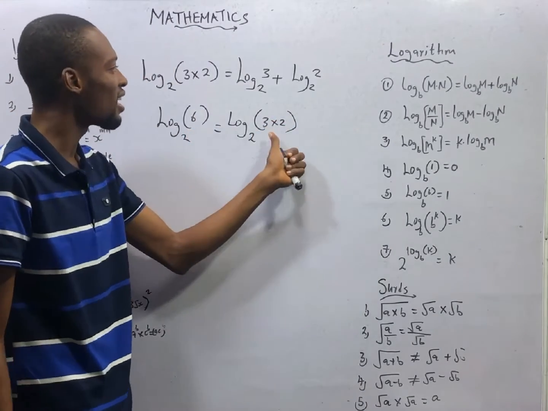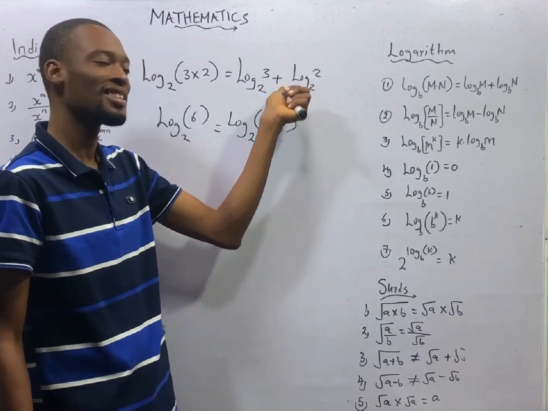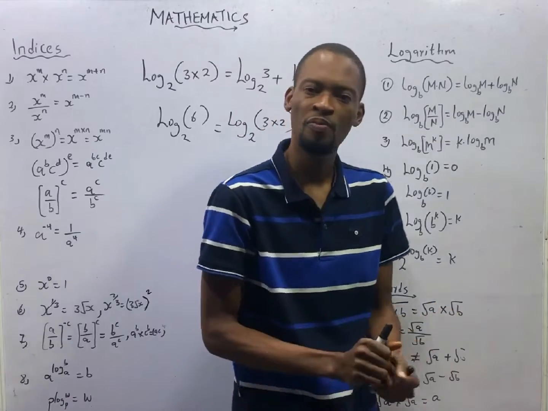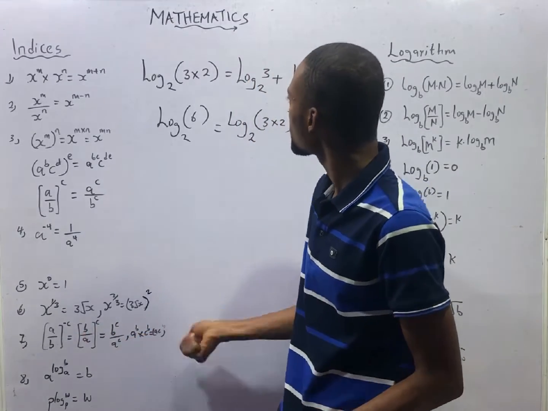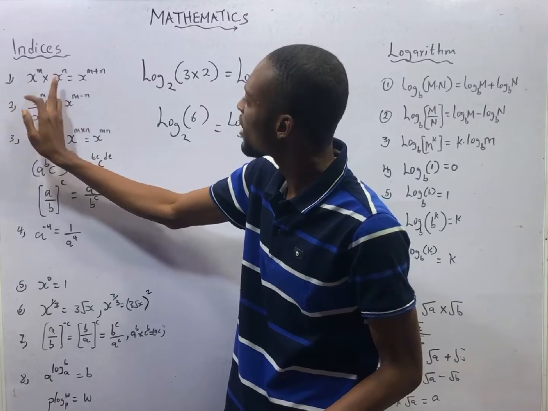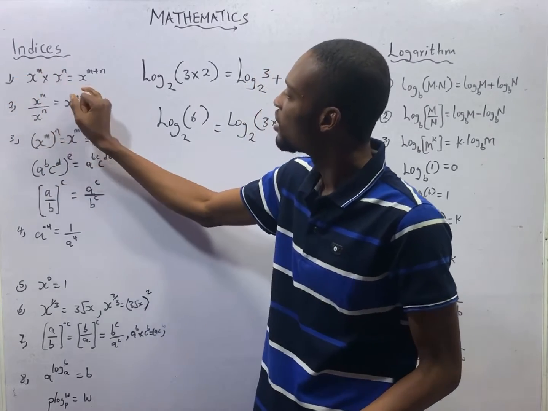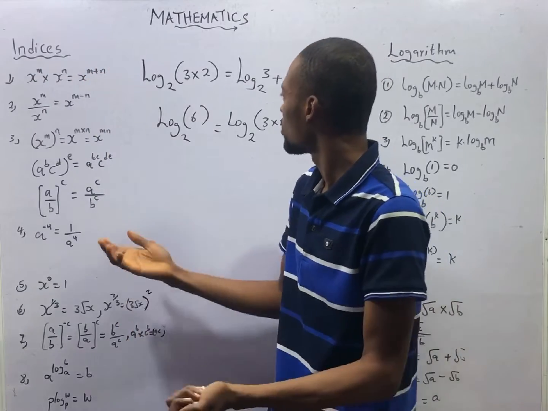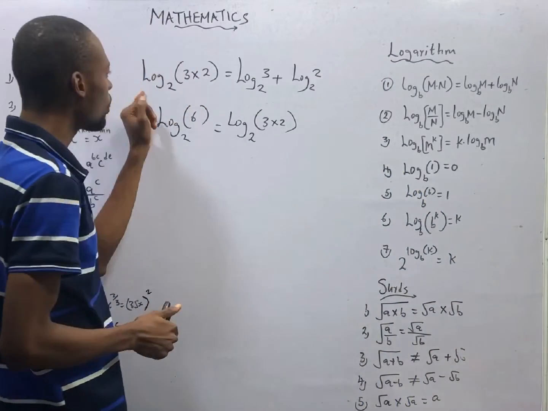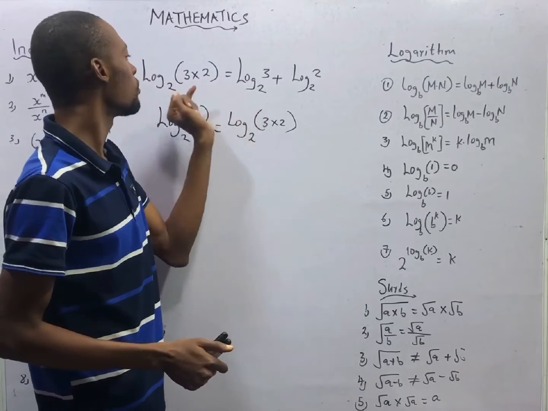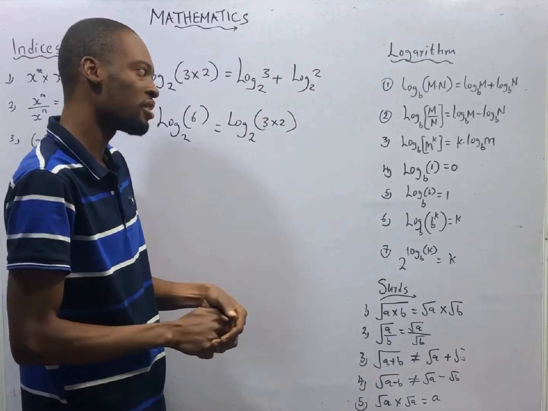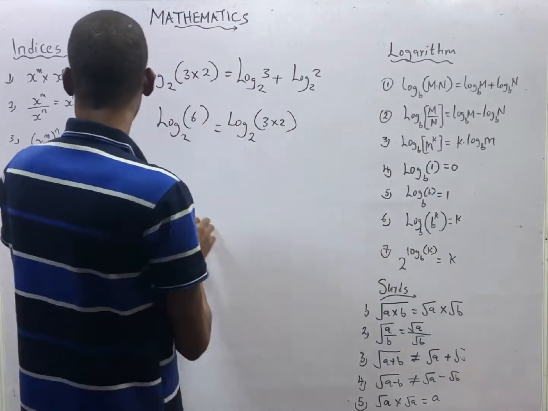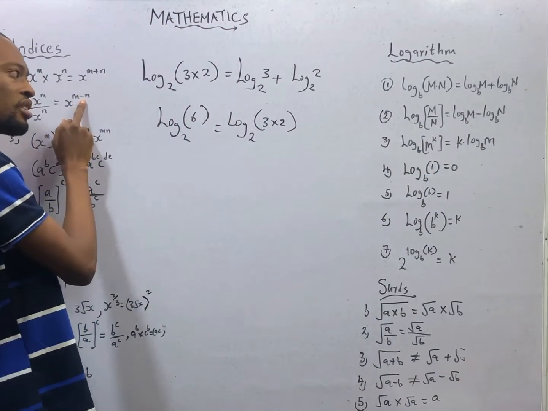Then from here, I can arrive at this. That is the first law of logarithm, the multiplication law. Just like indices says, once you have a similar base and different powers, you take one of the base, then you add the powers. Logarithm is saying when you have a log to multiplication, you add. So multiplication leads to addition, division leads to subtraction in logarithm. Also, division leads to subtraction in indices.